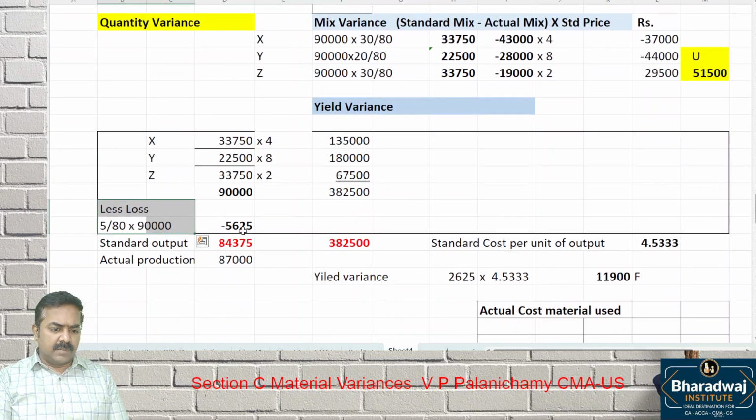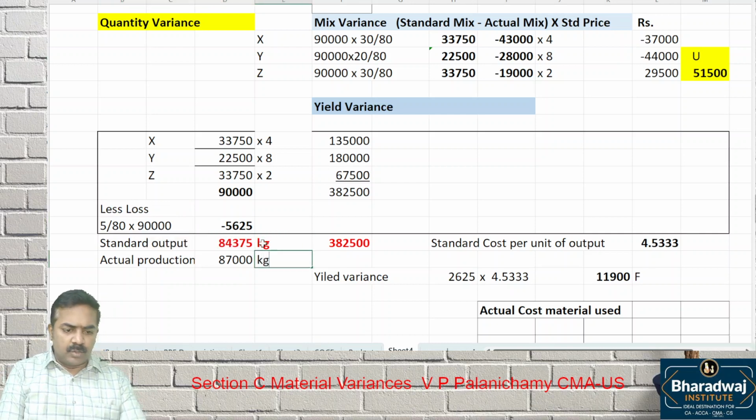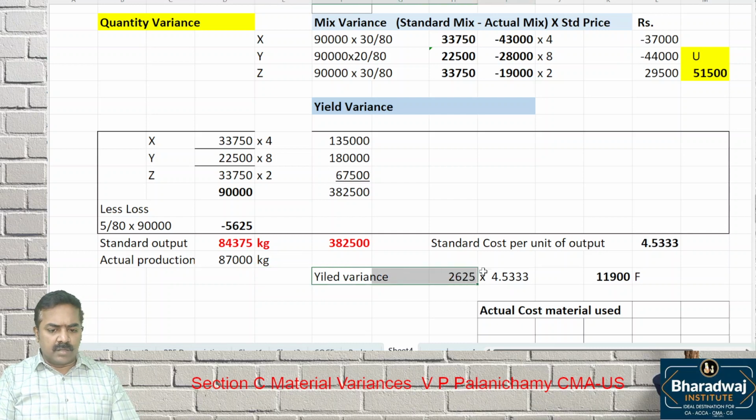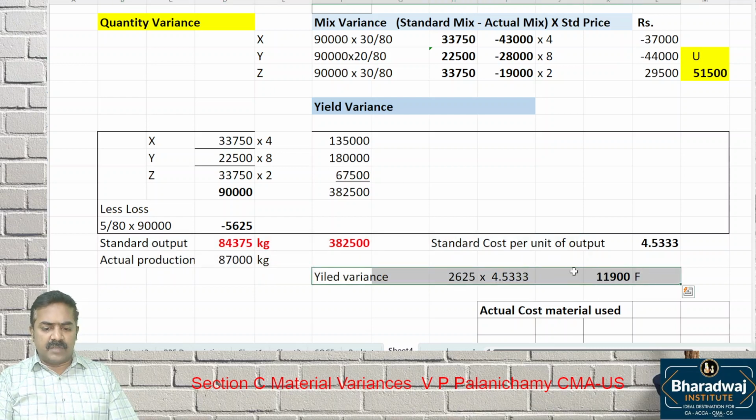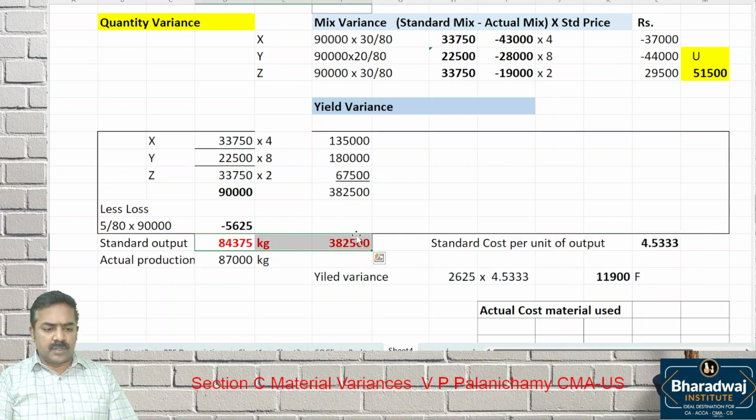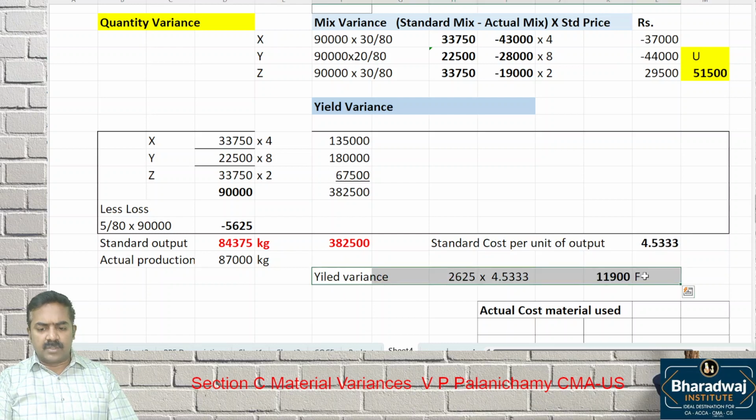The loss allowed is 5,625, so expected output is this much kg. Actual output is this much kg. So we got more yield, which means the actual output is more than the expected output. So yield variance will be favorable. Standard cost is nothing but, for this output, what is the cost? 4.5333. So 11,900 favorable.